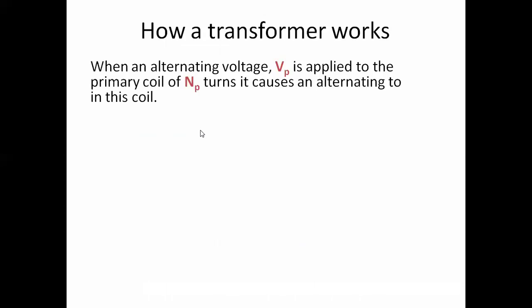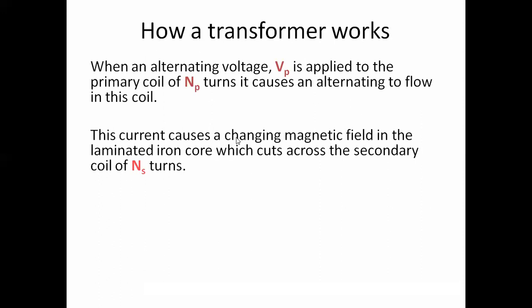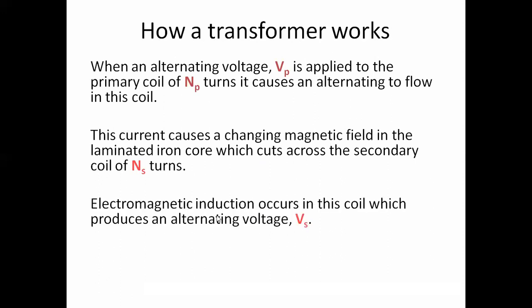How does a transformer work? When alternating voltage is applied to the primary coil of NP turns, it causes an alternating current to flow in the coil, and this current causes a changing magnetic field in the laminated iron core, which cuts across the secondary coil, which has NS turns. So electromagnetic induction occurs in this coil, which produces an alternating voltage.